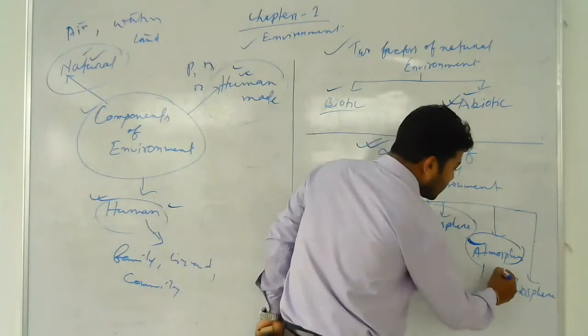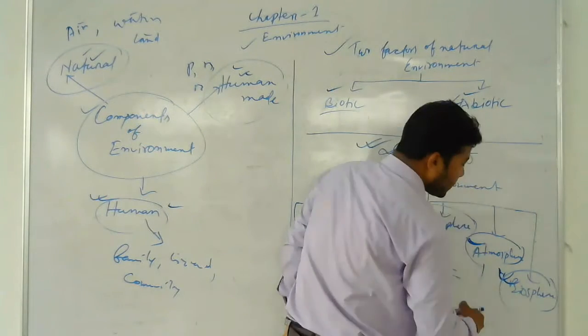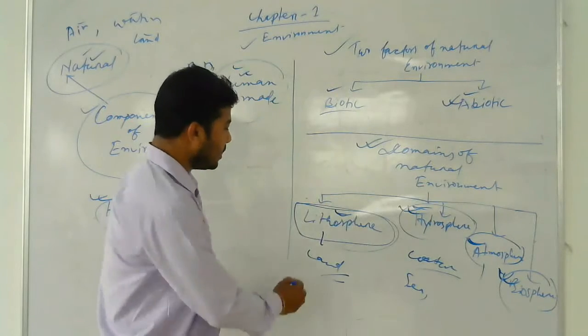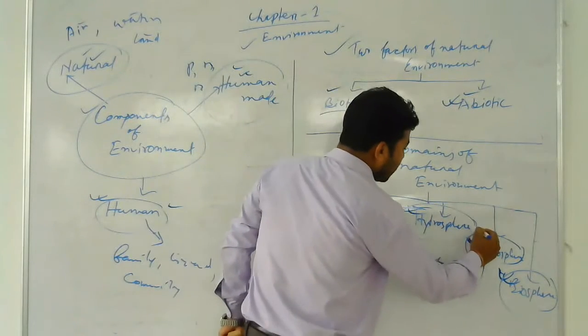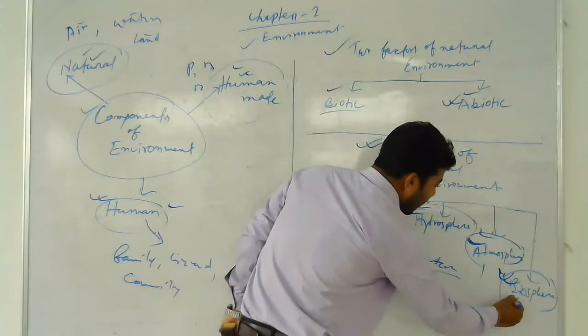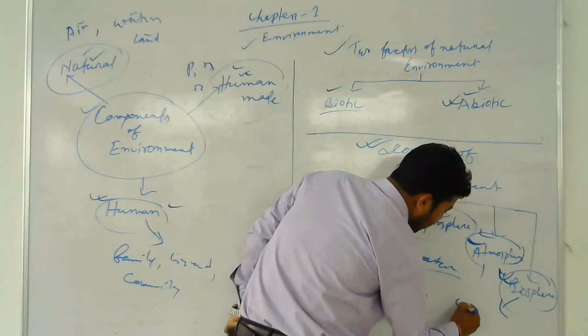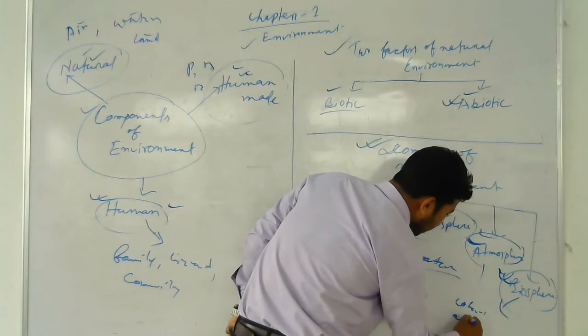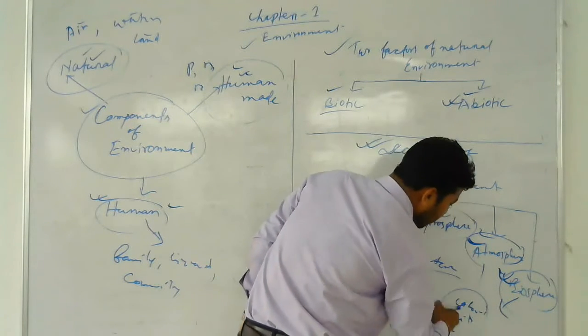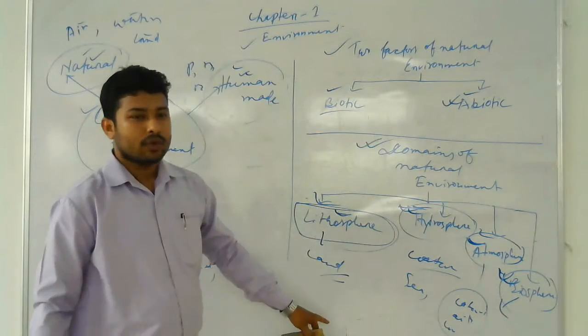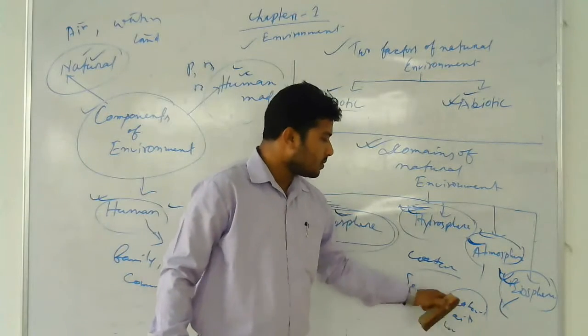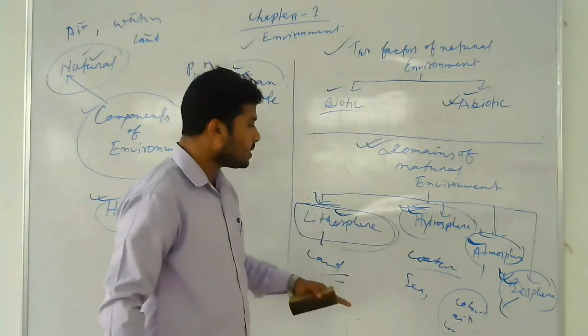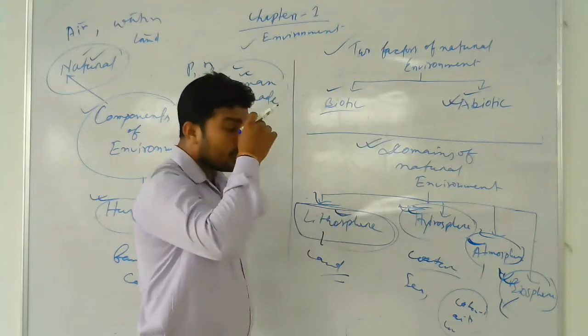And next, what is biosphere? Biosphere is actually a composition of the three: lithosphere, hydrosphere, and atmosphere. Means in a biosphere it is a combination of water, air, and land, where the living organism can live, and the biosphere gives all the things. It is a combination of all the three.